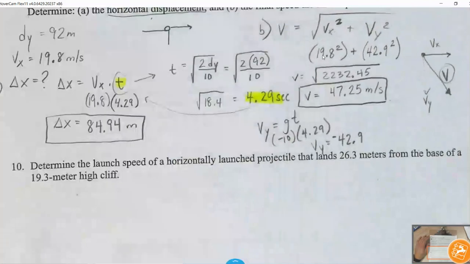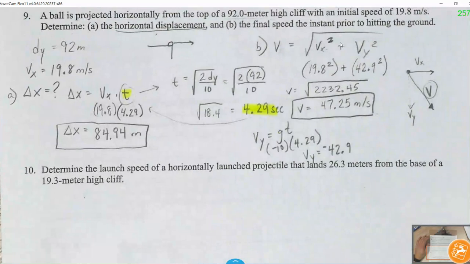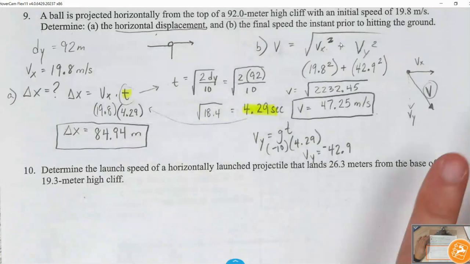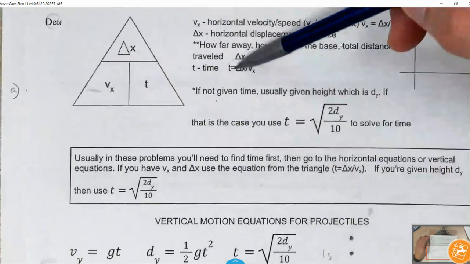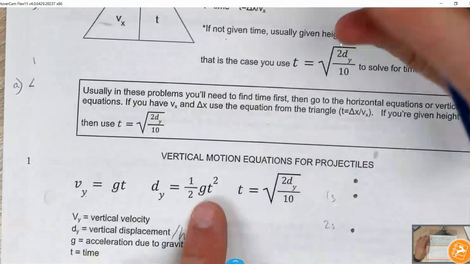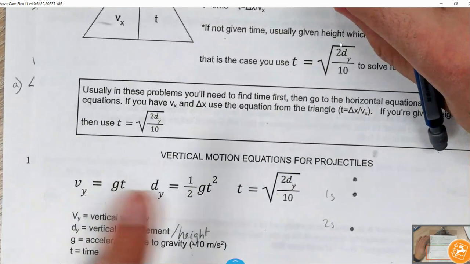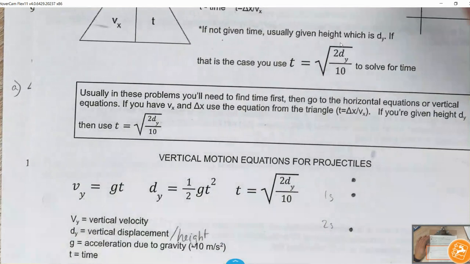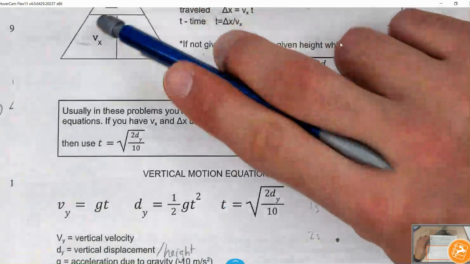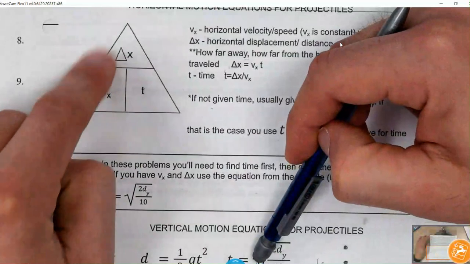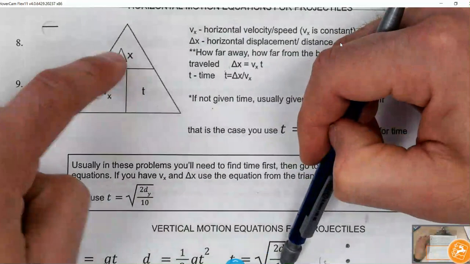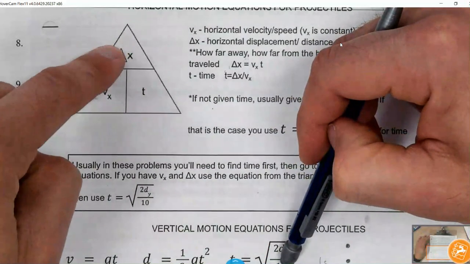Now that was a harder problem. We had a couple different things to do, but for the most part, guys, you're going to be given enough information and you're going to need to solve for t in some form or another. So if you're given both of these two, you can use this to find t, and then you'll probably use t to find either your vertical velocity or your height.